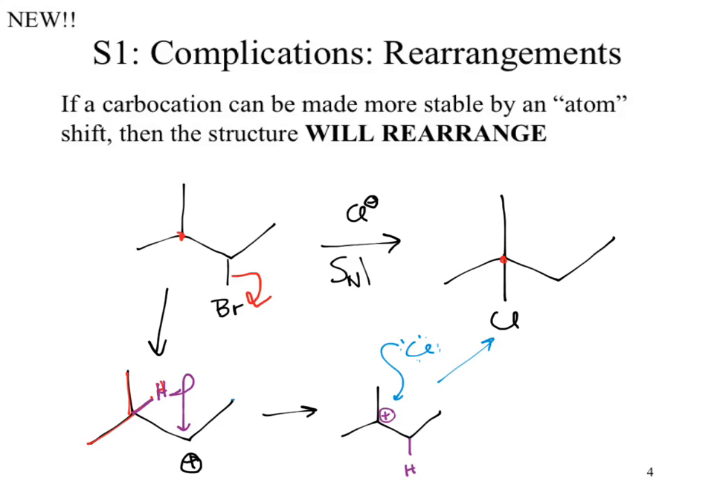Is there another type of substitution reaction that I could do? I could run an SN2 reaction. And we'll look at the SN2, and one of the things that's nice about the SN2, no rearrangements. Why? There's no carbocation. So any mechanism that shows a carbocation, watch out for those rearrangements.